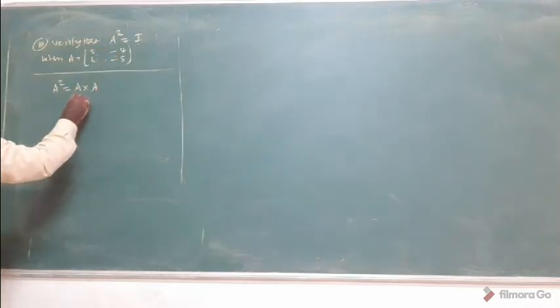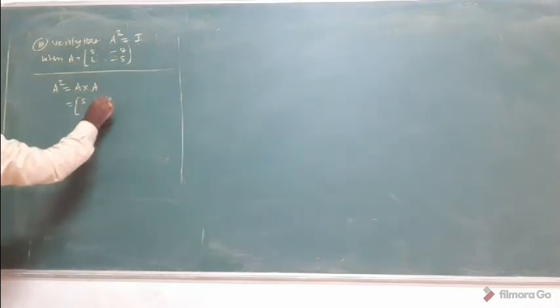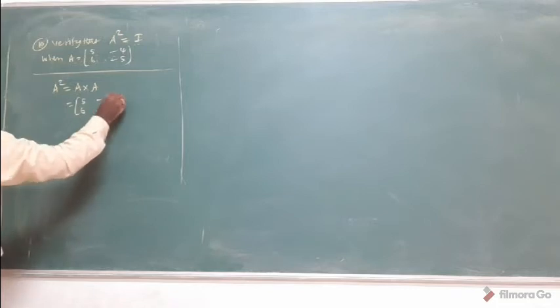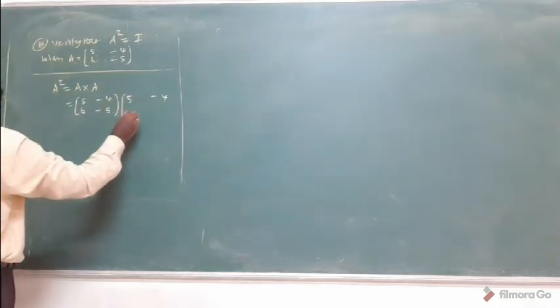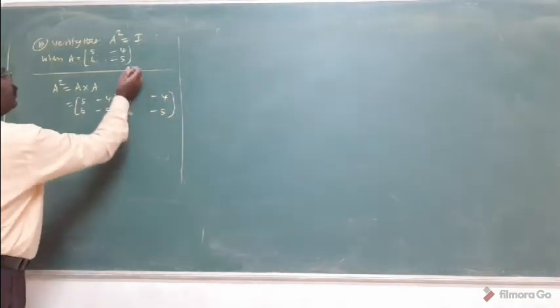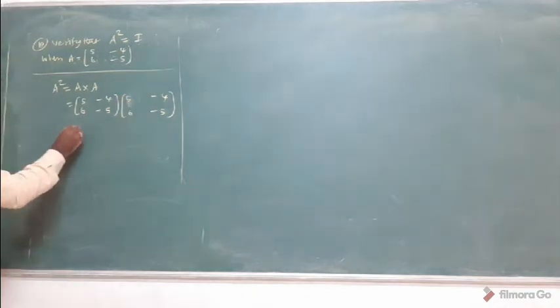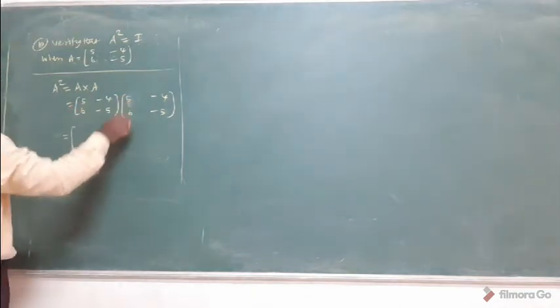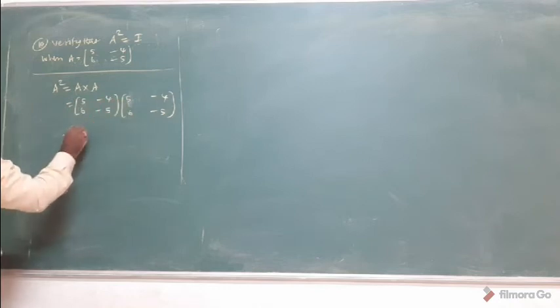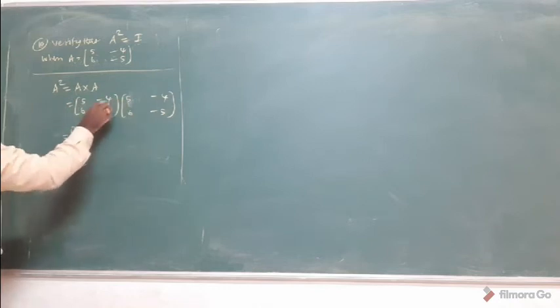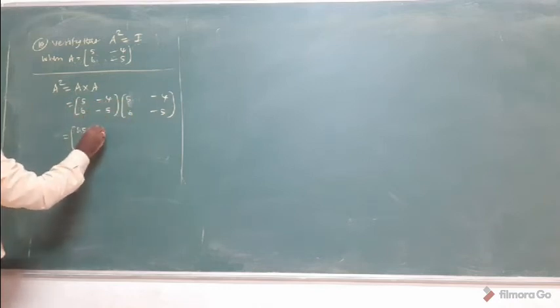Now question 10: verify that A square equals I, when A is given. A square is A into A. The matrix is 5, minus 4, 6, minus 5, again 5, minus 4, 6, minus 5. Am I right? First row, first column: 5 into 5 is 25, minus 4 into 6, minus 24.